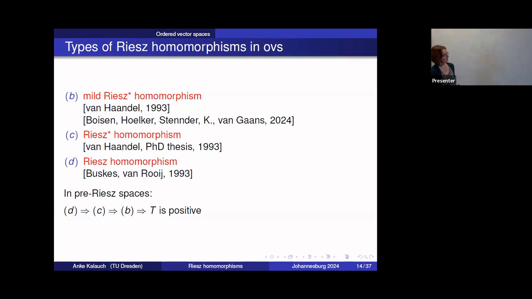But then it turned out that there was a gap in the proof to show that B and C are equivalent. And it was very recent that we could figure out that this is really not true. So these two objects are different. They are not the same. And I will show you an example in a few minutes. But what is true definitely is this implication here. So Riesz homomorphisms are V star, and V star are mild V star homomorphisms. And every one of those is a positive operator, mapping the cone into the cone.